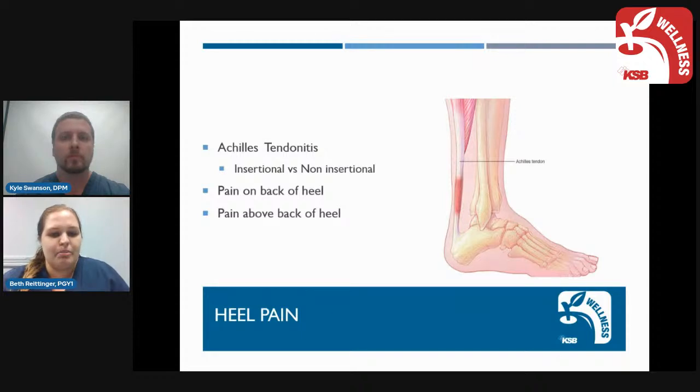Another common heel pain is Achilles tendonitis, and this is on the back of your heel. It can be determined to be insertional or non-insertional depending on where the location of the pain is. So if the pain's on the direct back of the heel, that's called insertional, where the tendon attaches to the back of your heel bone. And if it's above the back of your heel, that's non-insertional, kind of in the middle of that tendon.